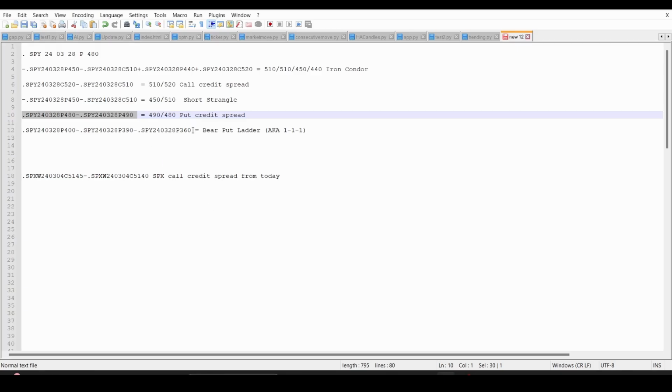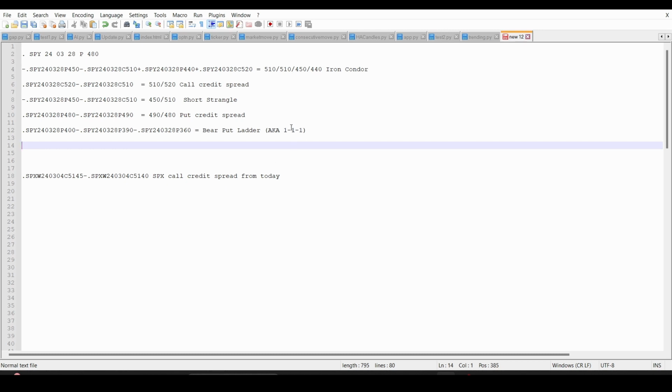And lastly, I thought I would show the bear put ladder. It's a pretty popular trade a lot of people use. It's mainly known as the 1-1-1, or basically 1 negative 1 negative 1, is how a lot of people put this, like in YouTube videos. Basically, this just means you're long one contract and then short two contracts.